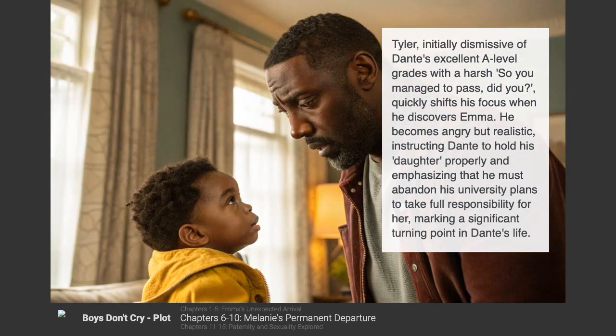Tyler, initially dismissive of Dante's excellent A-level grades with a harsh, "So you managed to pass, did you?" quickly shifts his focus when he discovers Emma. He becomes angry but realistic, instructing Dante to hold his daughter properly and emphasizing that he must abandon his university plans to take full responsibility for her, marking a significant turning point in Dante's life.